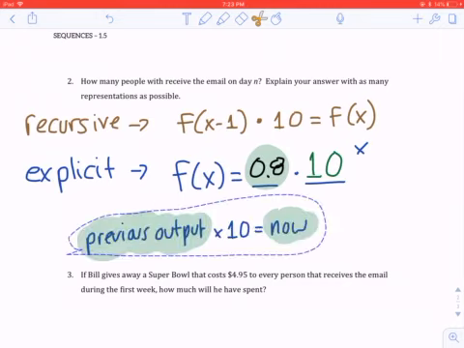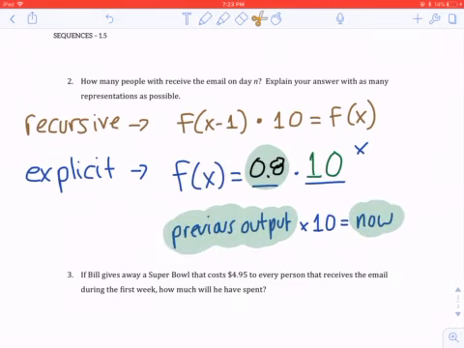Paste. Previous output equals now. So I have a few different representations. That's pretty good. You guys might have come up with some different ones. Maybe you drew a graph. You could do that as well. Graphs are awesome. Graphs are really good.